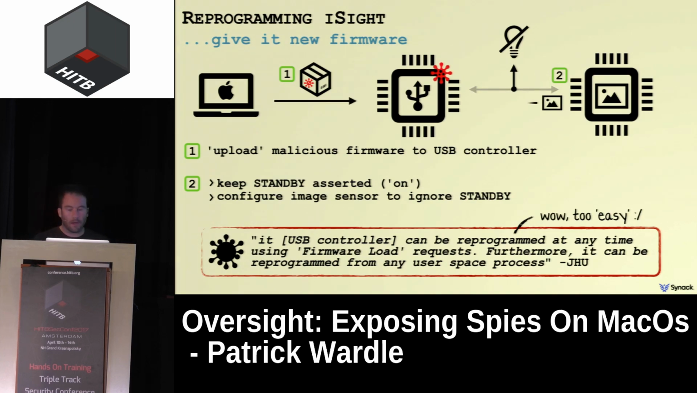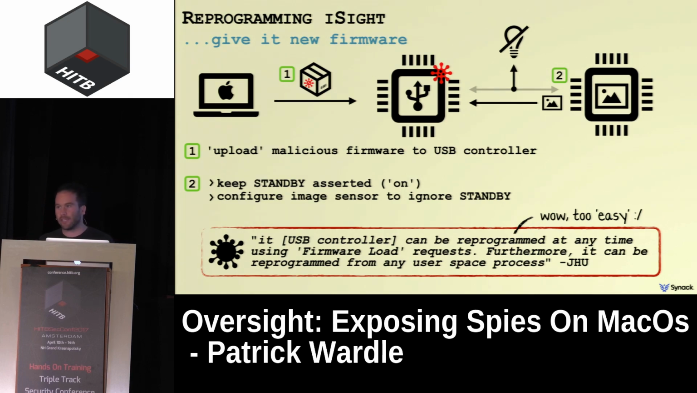So the attack they pulled off was elegant in its simplicity. So it turns out that the USB controller could be reprogrammed anytime from user mode, which I think is kind of a security fail, right? So basically, you can send a firmware load request and load some malicious unsigned firmware on the USB controller. And then once the USB controller has this malicious firmware, it can reconfigure the image sensor. So it did 2 things. The first thing it did was it told the device to always keep standby on. And then it told the image sensor to ignore that standby and record video off it.